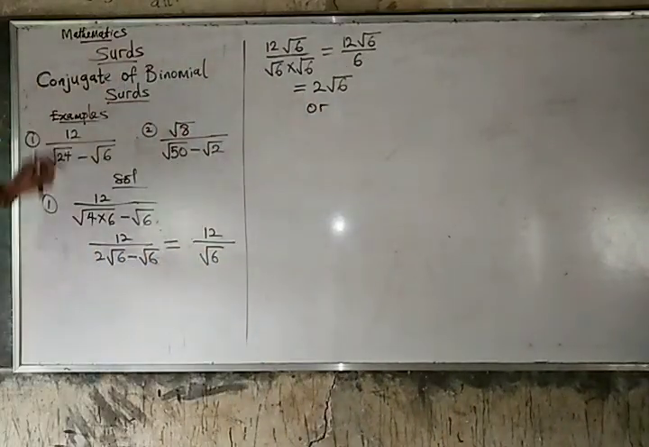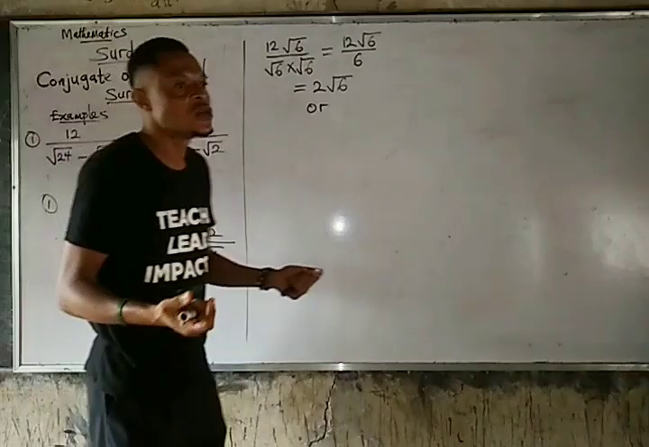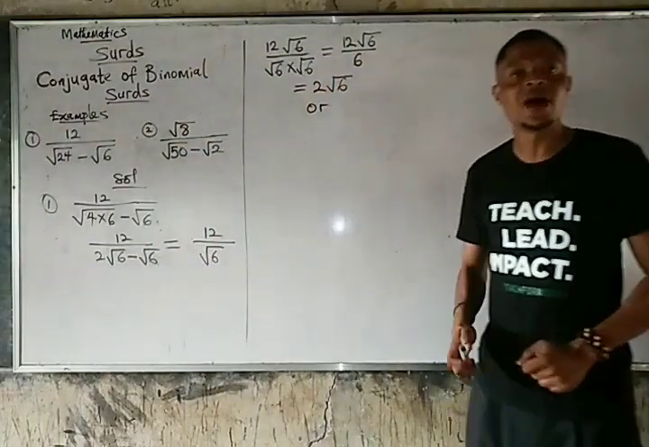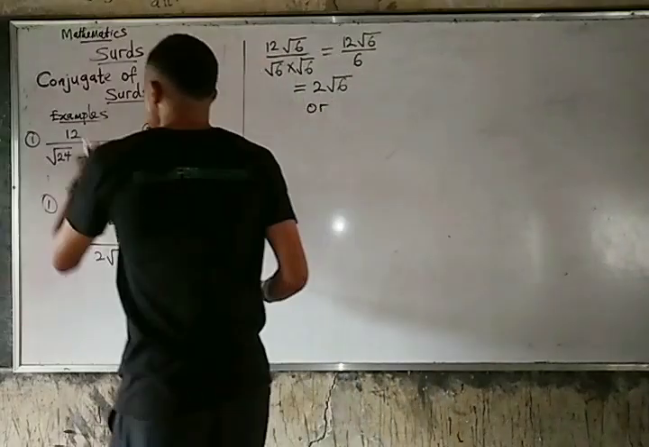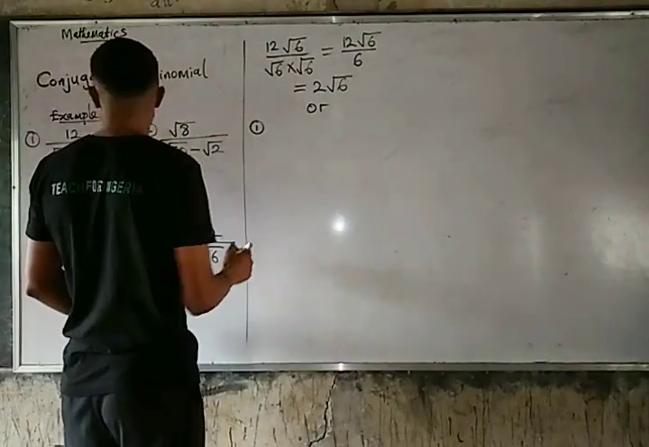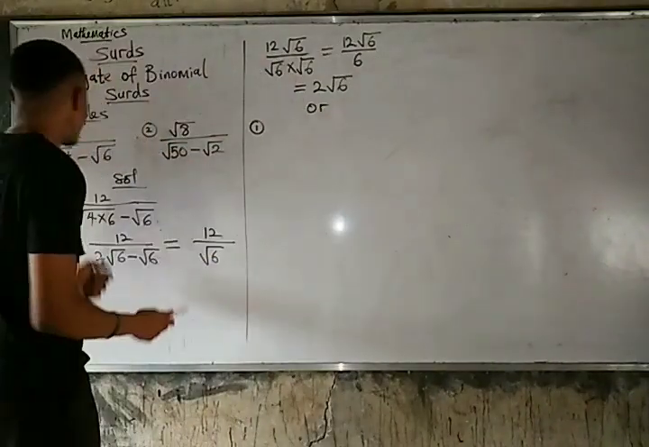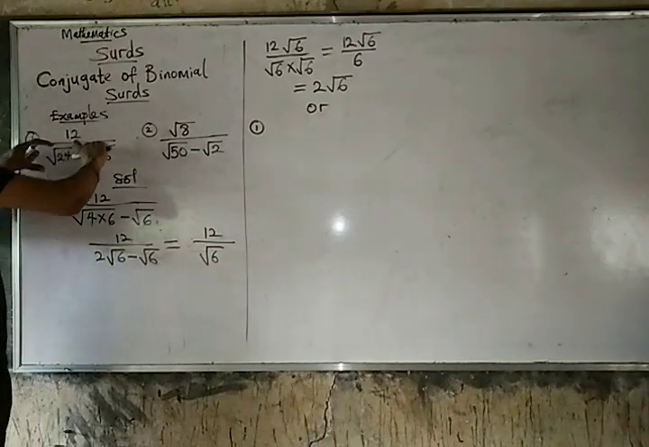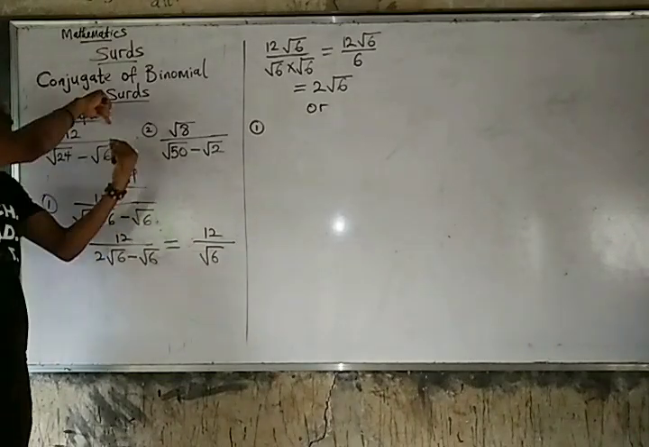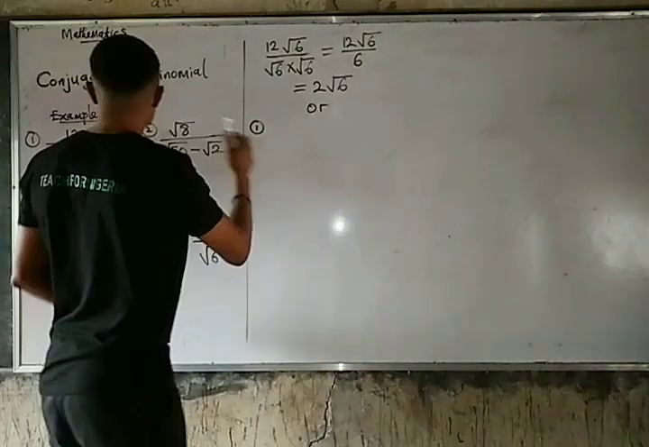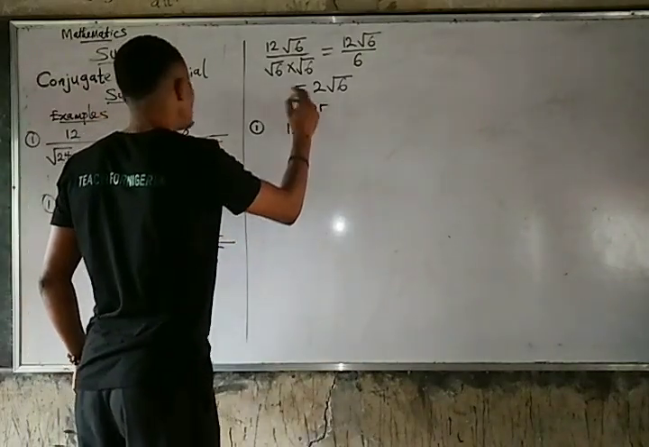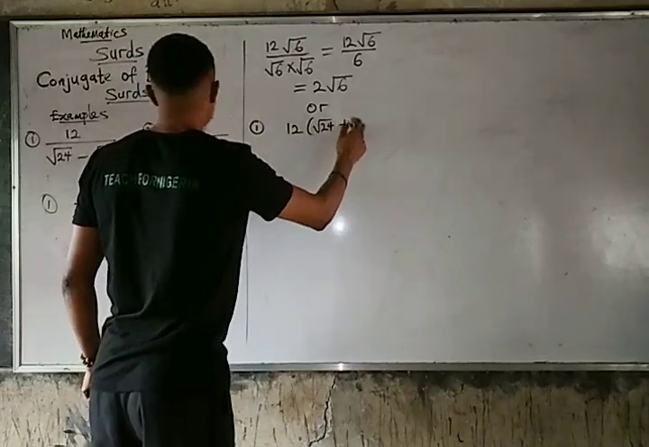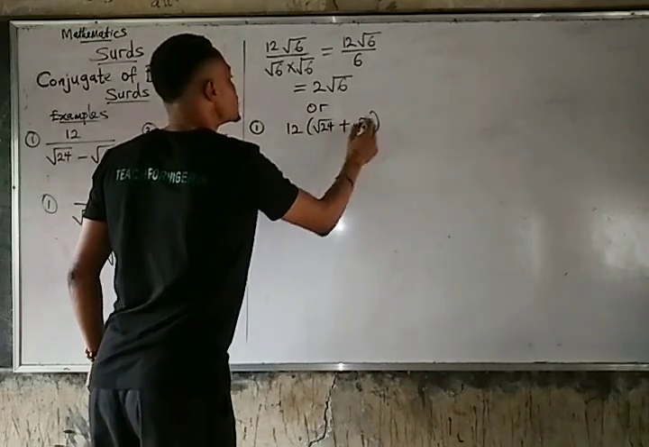The other way around, for this same first question, if I chose to find the conjugate instantly, I'll still end up with the same answer. Let's see how it goes. For this same question, using the conjugate of the binomial surd, this subtraction will become addition. Then I'll use that value to multiply both the numerator and the denominator. So let's proceed with that. 12 open bracket root 24 plus root 6 close bracket.